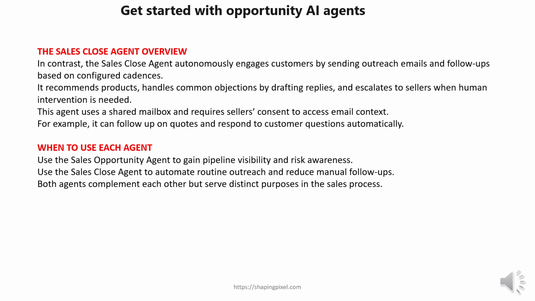When to use each agent. Use the Sales Opportunity Agent to gain pipeline visibility and risk awareness. Use the Sales Close Agent to automate routine outreach and reduce manual follow-ups. Both agents complement each other, but serve distinct purposes in the sales process.